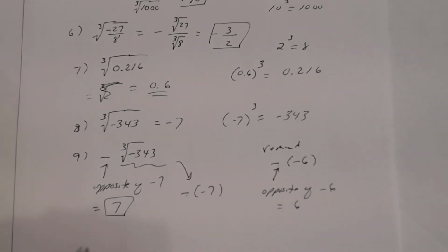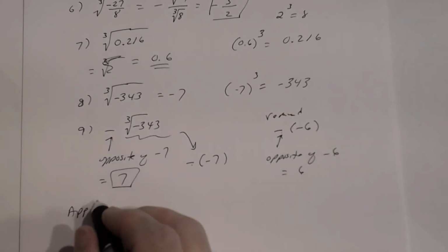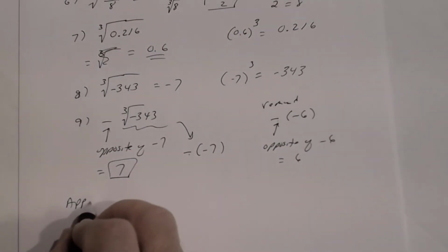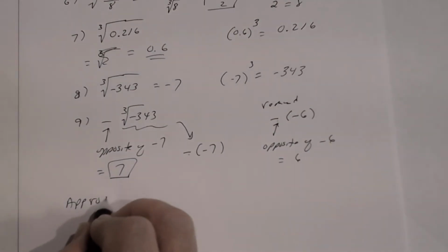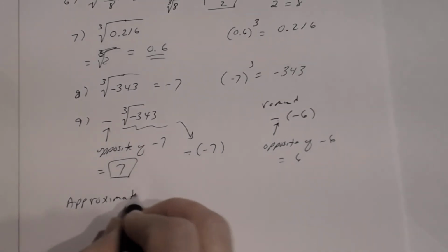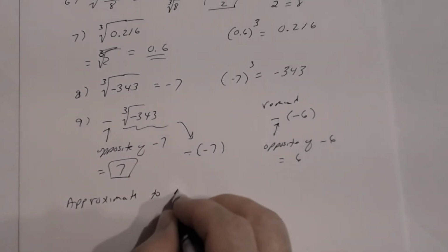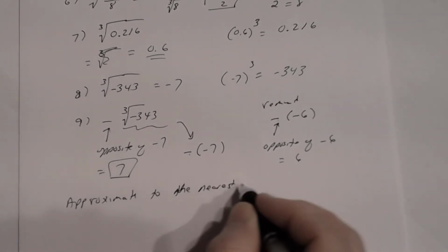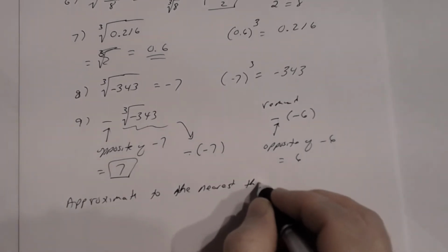Okay? All right, now, in the next 3 problems we're going to use a calculator, and it's going to say this, approximate. And we did this when we talked about square roots as well, where we used the calculator to approximate. So approximate to the nearest 1,000.